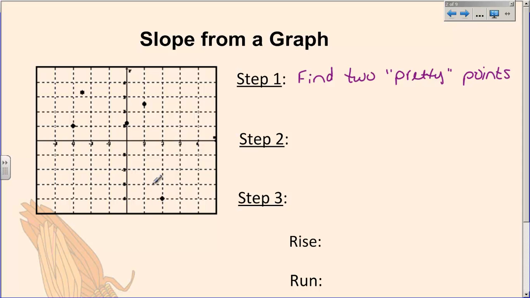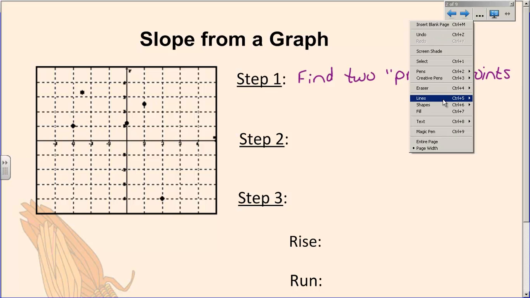Now, if you look at this graph, there are 5 points. Only 2 of them are pretty points. What I mean by pretty points is this point right here is not pretty because this point is in the middle. It's going to be a fraction because it's not right on a number. What I mean by a pretty point is like this one right here, that its coordinates are going to be whole numbers. So the coordinates for this one are -3 and +1. And so its coordinates are whole numbers.